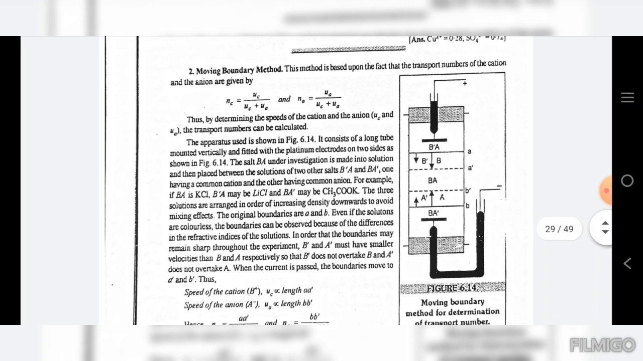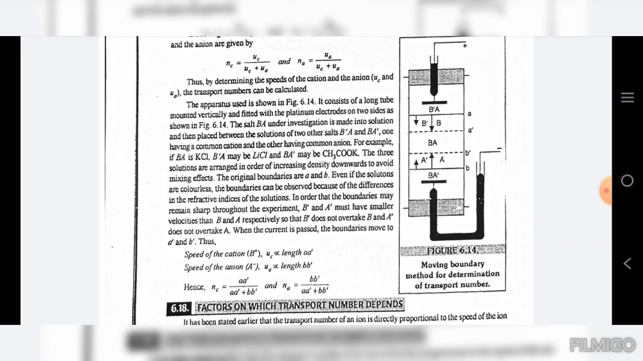2. Moving boundary method. This method is based upon the fact that the transport numbers of the cation and the anion are given by their speeds. Thus, by determining the speeds of the cation and the anion, the transport number can be calculated. The apparatus used is shown in figure 6.14. You can see figure 6.14, the moving boundary method for determination of transport number.